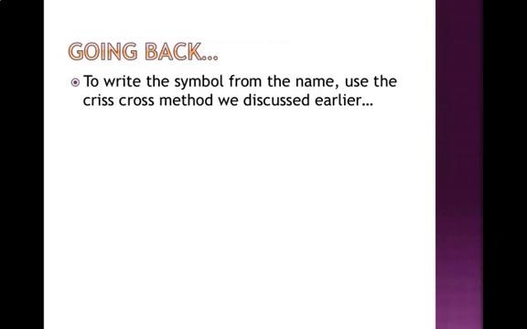Okay, if we have the name but we want to write the symbol, we have to use what's called the crisscross method, which we haven't discussed in this lesson, but we will discuss often. So for instance, we've got magnesium chloride. We look at the charges from the periodic table. Mg, magnesium, is an alkaline earth metal. It's in the second column, so it has a 2+ charge.